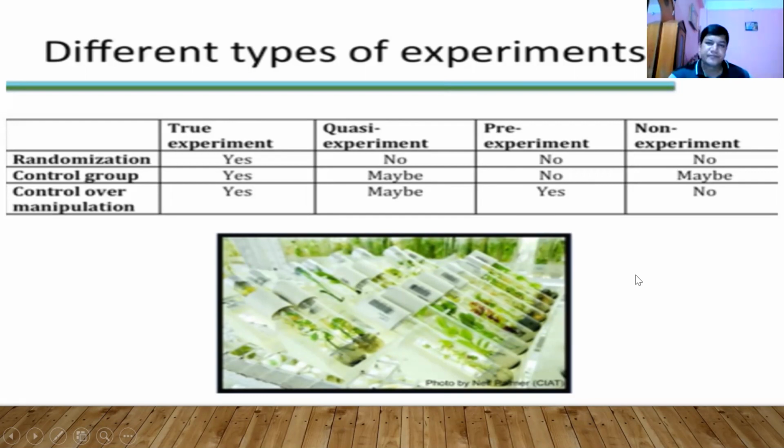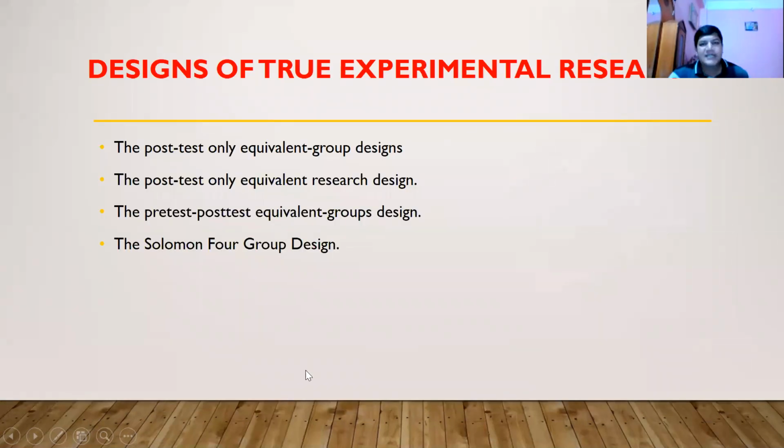Okay, now what are the common designs of true experimental research? Aba hami experimental research bhanne bittika hami true experimental lai manchau. Okay, hamle bujhne bhaneko true experimental 100% experimental type. Okay, so designs of true experimental research. So the first one is the post-test only equivalent group design. Second one is the post-test only equivalent research design. The third one is the pre-test post-test equivalent group design. And the last one is the Solomon 4 group design.